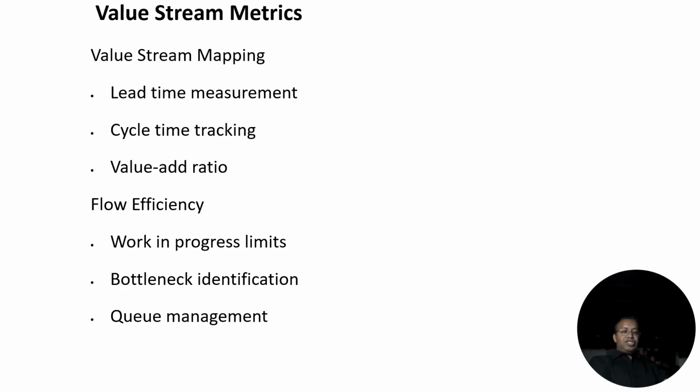What does it help in achieving? It improves sales and operations. Value stream metrics can identify areas for improvement in sales and production and operations. So it's a very important tool that agile leaders can use to look at work in progress limits, bottlenecks that can be identified, queue management, and making those changes that are required to improve efficiencies and deliver projects on time.